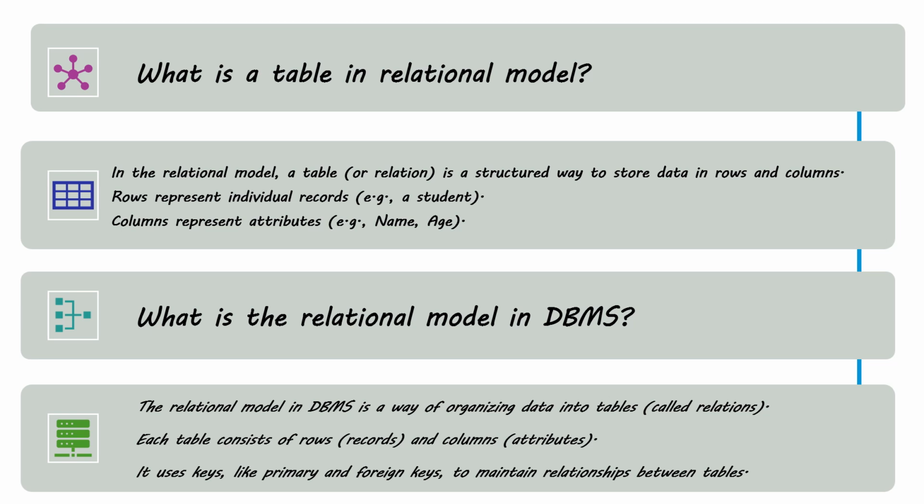What is the relational model in DBMS? When you are using DBMS, database management system, it is a way of organizing the data into tables. How? What would be the relation between each table, and each row and each column, how it has been organized. What are all the different keys that have been used to maintain the relationship? Primary and foreign keys are some of the major keys that have been used to maintain the relationship.